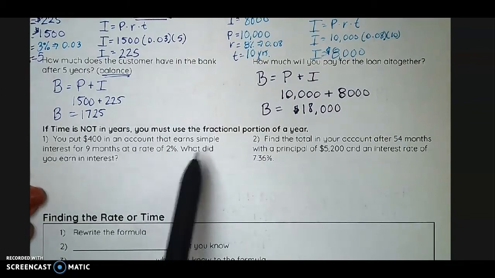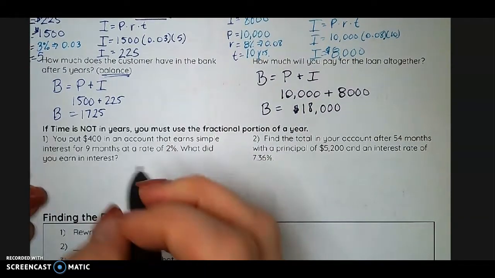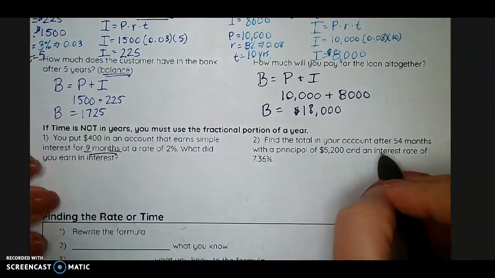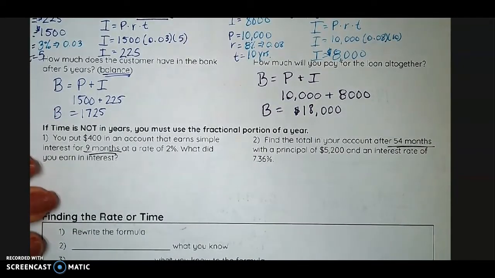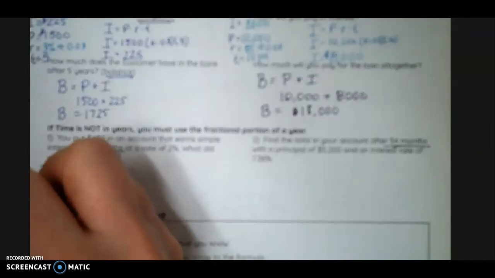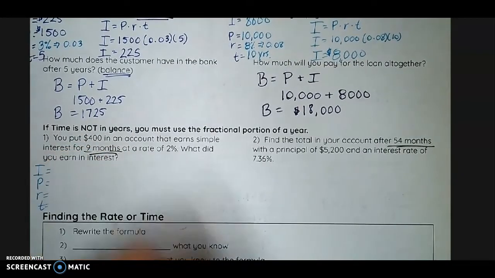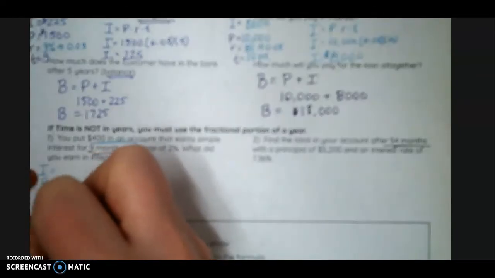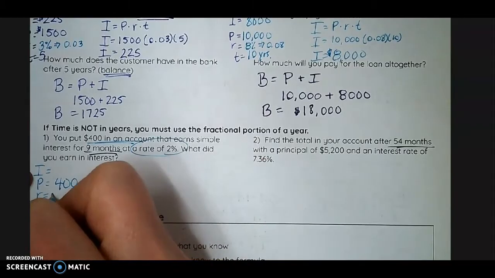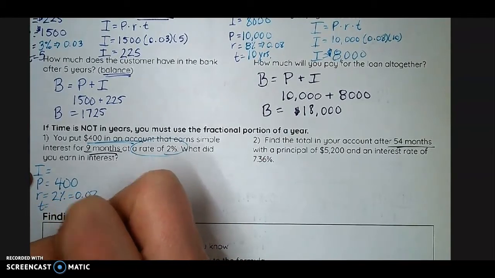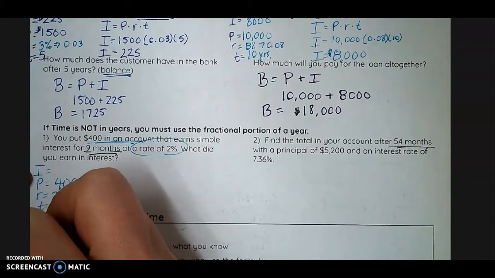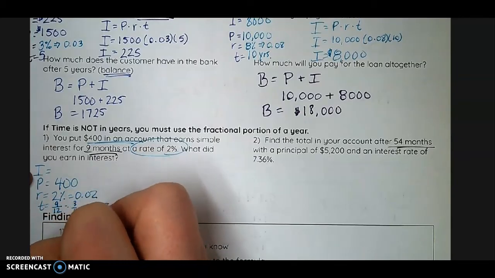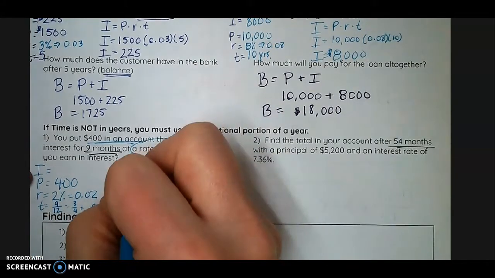This next one we're going to look at, they don't give us the time in years. They're going to end up giving it to us in months. So in both of these, you'll notice that they give us the time in months. So once again, I'm going to look at I, P, R, and T. So I'm putting $400 into my account, and my rate is 2%, which I then write as a decimal. And my time, since it's 9 months, I'm going to divide by 12, which you can think of as 3/4. You can also think of it as the decimal 0.75.